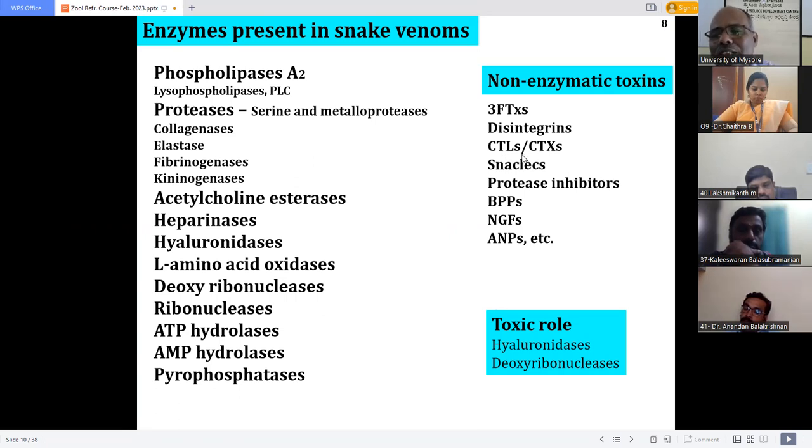There are CTLs, and cytolysins or cardiotoxins. Snaclecs means C-type lectin-like structures, and protease inhibitors which are non-enzymatic. BPPs means bradykinin potentiating peptides, and nerve growth factors and natriuretic peptides. The natriuretic peptides regulate blood pressure.